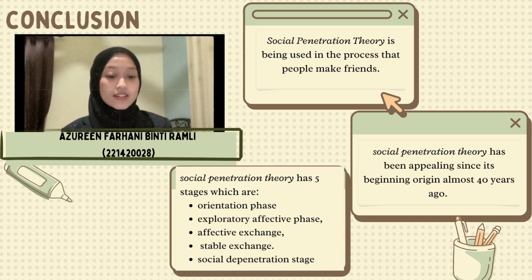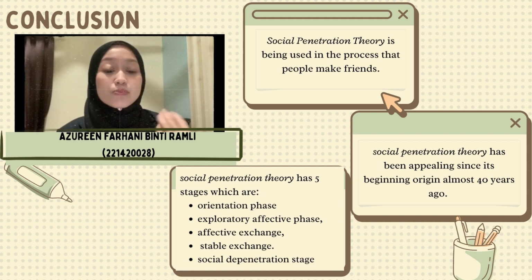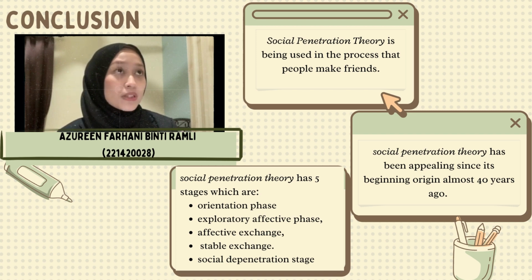Meanwhile, the next stage is the exploratory phase, where we begin to become more comfortable and start sharing a little more information than in the first stage. The third phase is effective exchange. In this phase, we become more intimate. We start to share some intimate details during this stage. The next one is stable exchange. This stage involves discussion of personal intimate details, and we start to become honest. So we can see the intimacy in this phase.